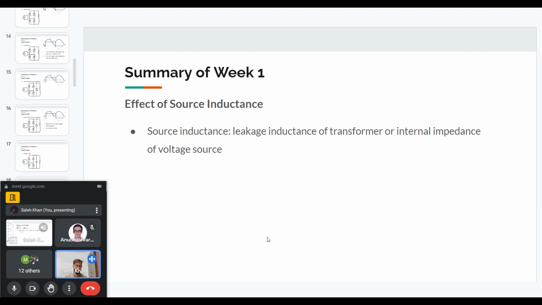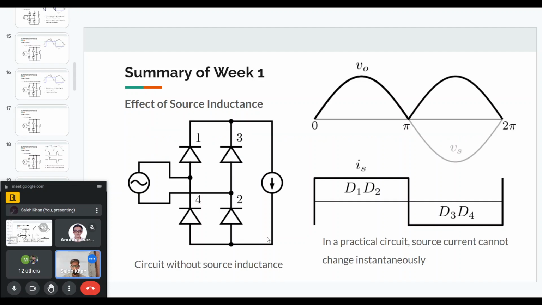Or even if we don't have a transformer, if we have a grid connection or some AC generator, it will still have some internal impedance of that voltage source. And that internal impedance is mostly inductive. So in practice, you will always have an inductance connected to the source. So let us consider a circuit without source inductance.